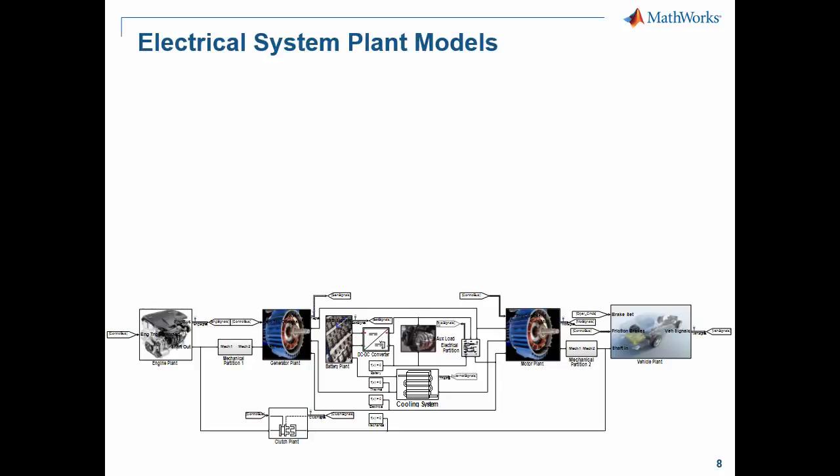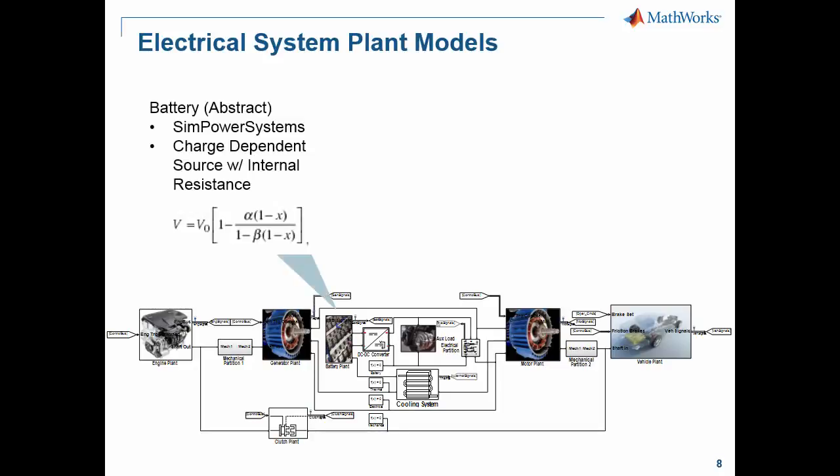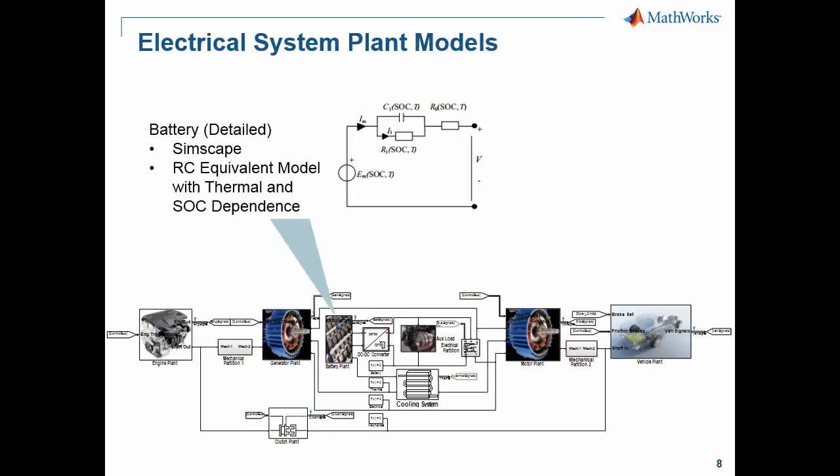The battery was modeled using two different methods. The abstract model is based on a charge-dependent source with internal resistance. This is a standard block from the SimPower Systems library and was parameterized to represent the entire battery pack. A detailed model of the battery uses SimScape to model an RC equivalent circuit with thermal and SOC dependence for each cell in the pack. The cells are then wired together to form the desired pack configuration. For this model, we had 100 cells in series.